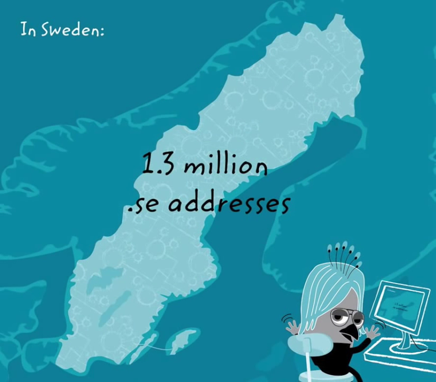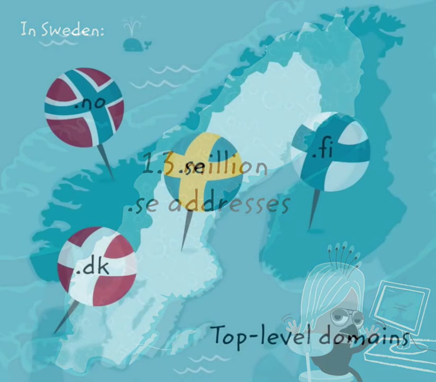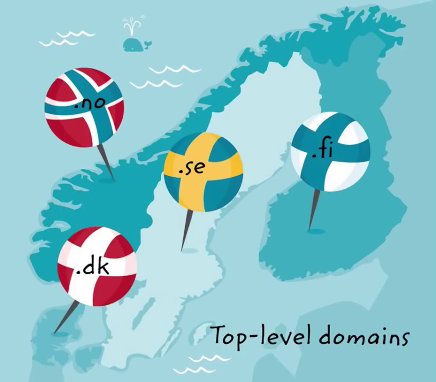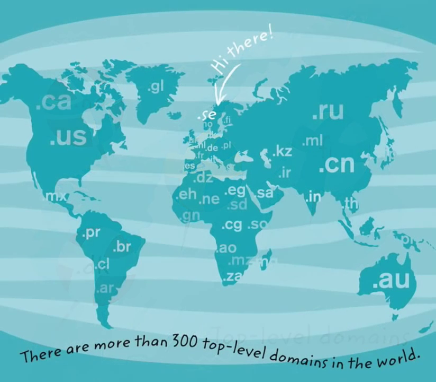Addresses that end in .se have a connection to Sweden, and there are around 1.3 million .se addresses. There are also other addresses that end with two letters that show which country a site has as its home. To take some examples, Danish websites often have .dk at the end, while many sites in Finland end with .fi, and in Norway they use .no. All the countries in the world have a similar letter code. They're called top-level domains. The abbreviation at the end of an internet address, like .se, is called a top-level domain, and there are over 300 different top-level domains in the world.